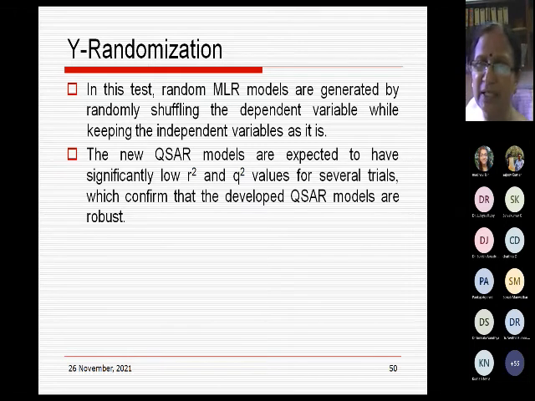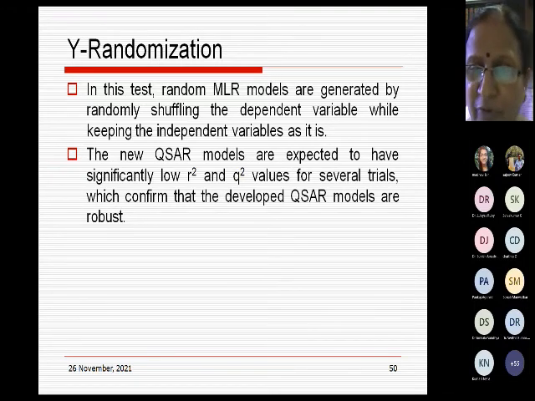So Y randomization, leave-one-out, 5-fold or 10-fold cross-validation, and the training, test, and external test validation are required. And if your model is giving good performance parameters based on all these validation methods, then you say your model is built and it can be used.